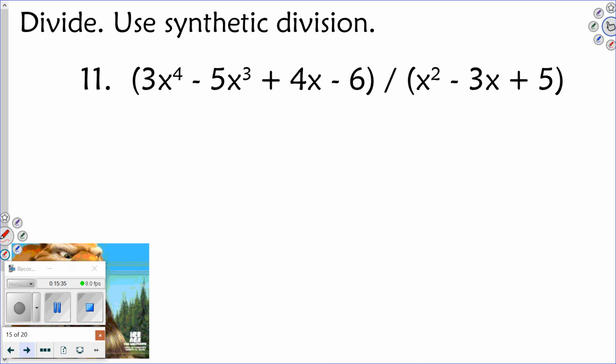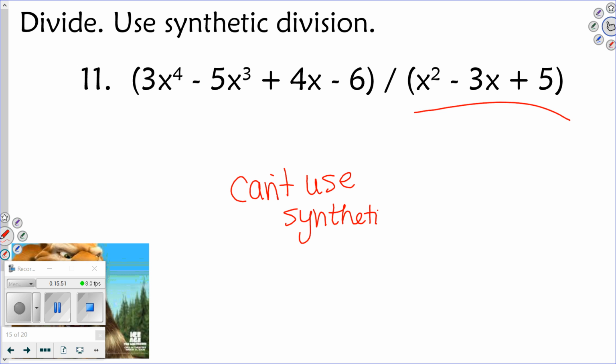All right. Divide, use synthetic division. I can't. What do you have to divide by? Can't use synthetic. It has to be x minus or plus a number is what you have to divide by. That is not. So based on those directions, I can't do anything.